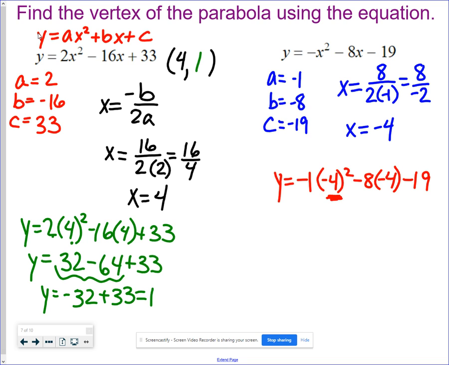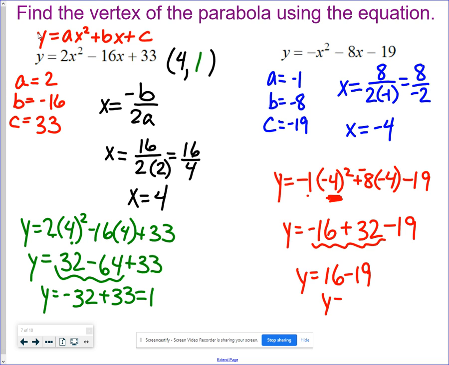Now, this negative 4 squared is positive 16. But 16 times that negative 1 is going to be a negative 16. Negative 8 times negative 4 is 32. And if I add those two together, negative 16 plus 32 is going to be positive 16. Minus 19, or plus a negative 19, would be negative 3. This you can absolutely do on your calculator to work through these problems. The ordered pair for this will be at negative 4 for the x and negative 3 for the y.